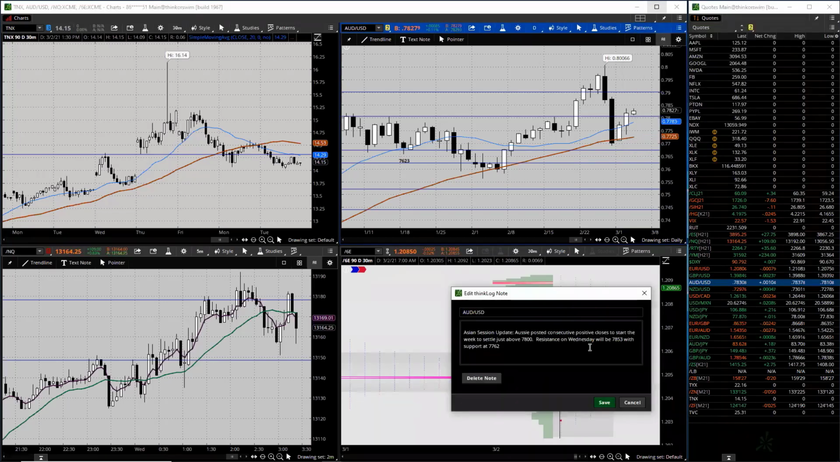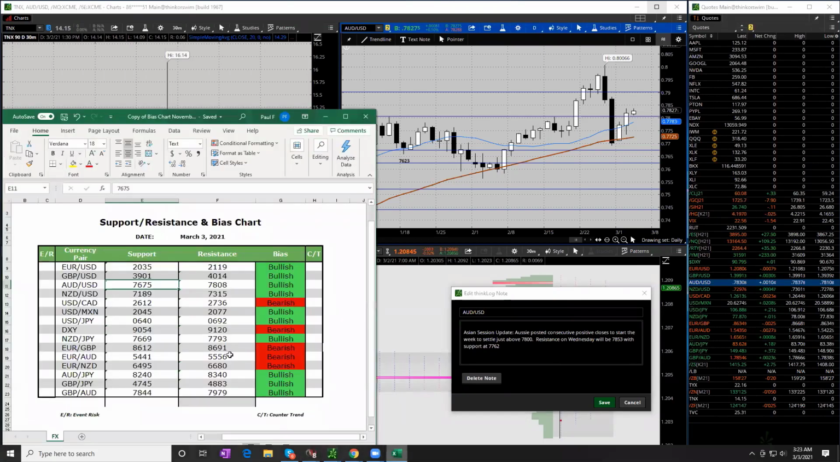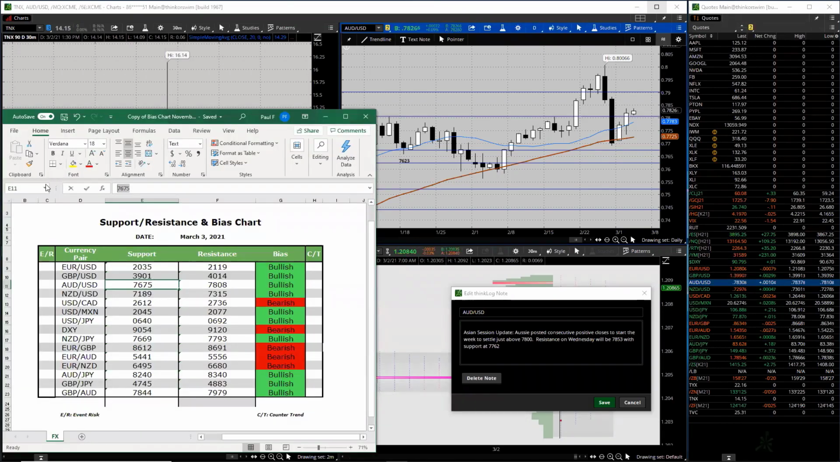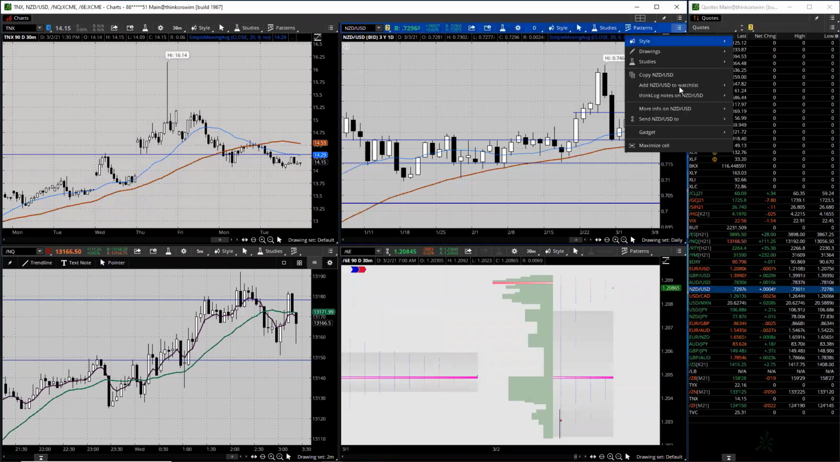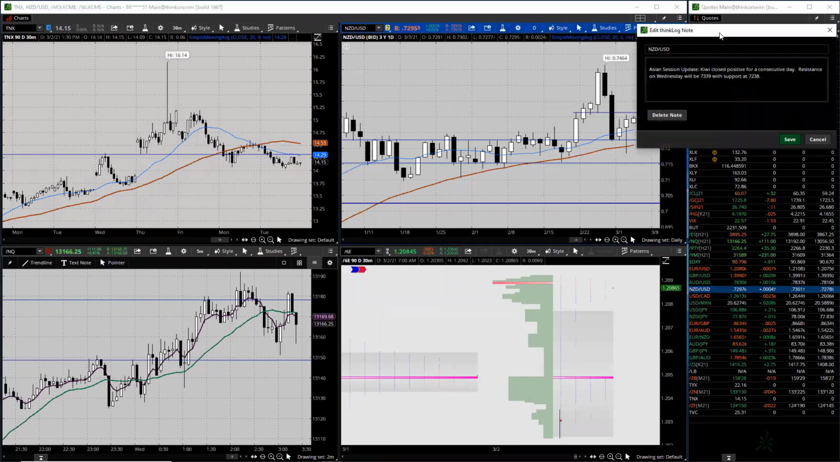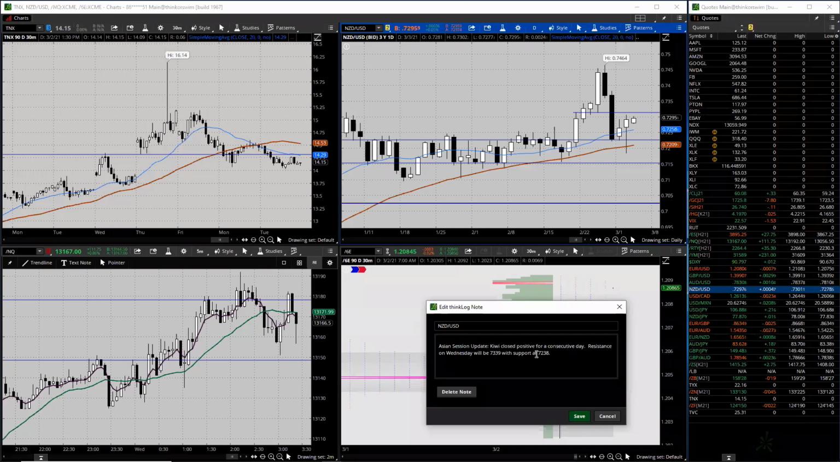The Aussie posted consecutive positive closes to start the week to settle just above 78 cents. Resistance on Wednesday will be 78.53 with support at 77.62. Onto the Kiwi. The Kiwi closed positive for consecutive days. Resistance on Wednesday will be 73.39 with support at 72.38.